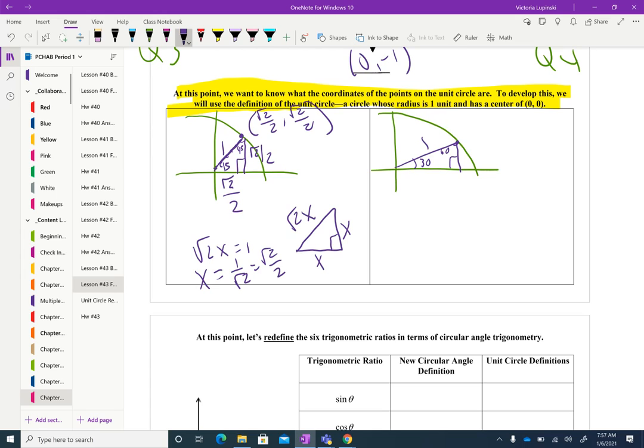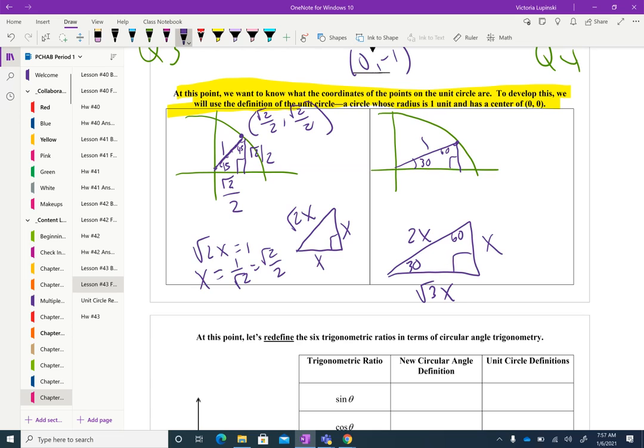In order to figure out what the other two values would be, we're going to go back to what we know about the ratios of a 30, 60, 90 triangle. So hopefully you remember, or you're able to refer to, the ratios of the 30, 60, 90. Across from the 30 is always x. Across from the 60 is always the square root of 3 times x. And across from the 90 is 2x.